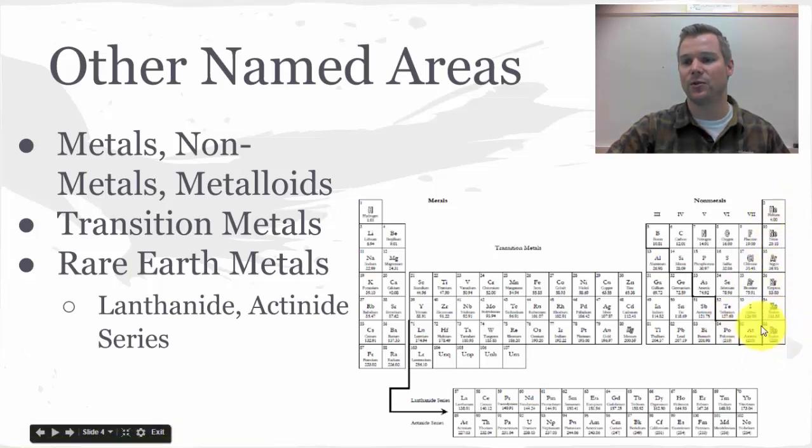And finally, we have nonmetals, which includes all those to the right of the stairs, and hydrogen. Then also know that these are sometimes called the rare earth metals down at the bottom, the lanthanide series and actinide series. It just depends on your resource that you're looking at.